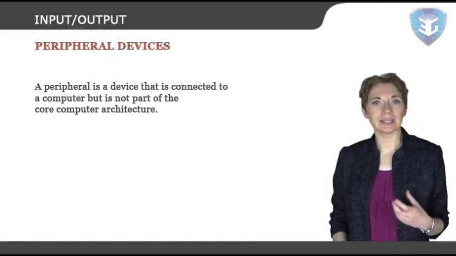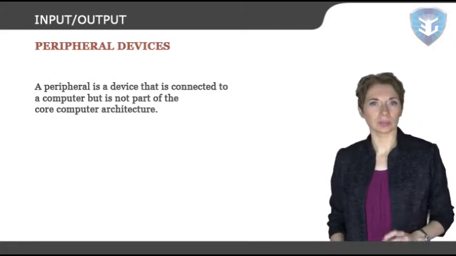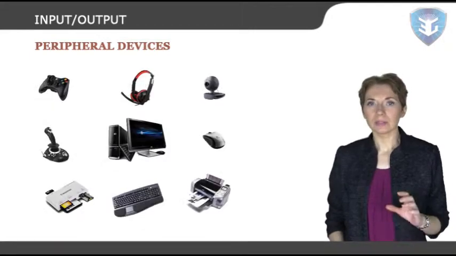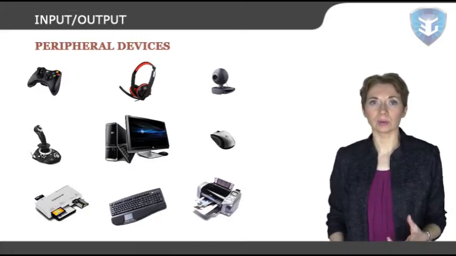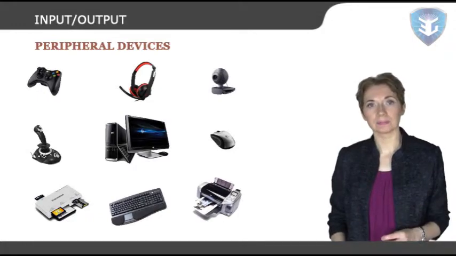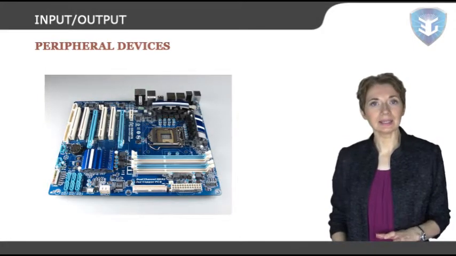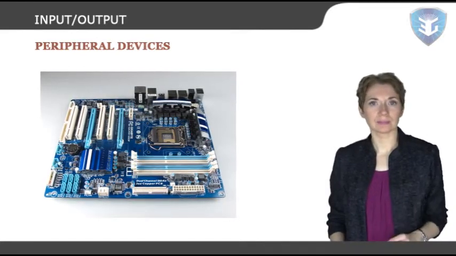A peripheral is a device that is connected to a computer, but it's not part of the core computer architecture. The core elements of a computer are the central processing unit, power supply, motherboard, and the computer case containing these three components. Technically speaking, everything else is considered a peripheral device.